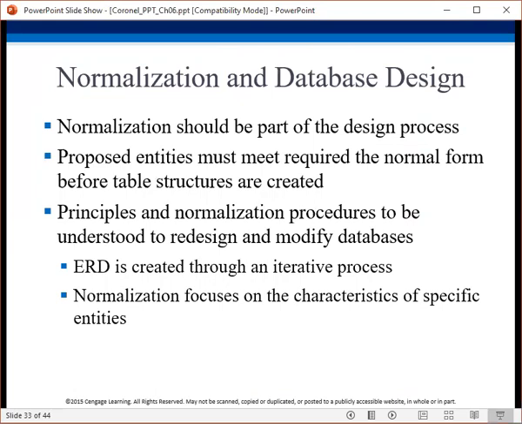So again, normalization should be part of the design process. First steps, you're going to go out, do your requirements analysis with your users. You're going to come up with an entity relationship diagram that you can communicate with your users. You'll get a refined version of your database design. And once you have that refined version and the users like it, then you can start looking at doing normalization. Obviously, this is going to be an iterative process.